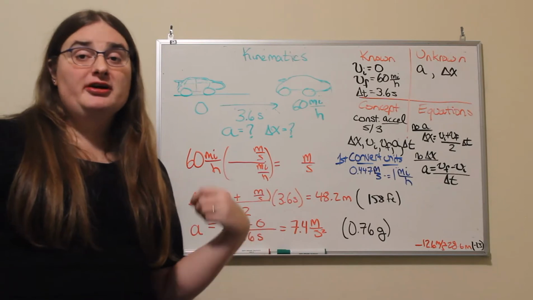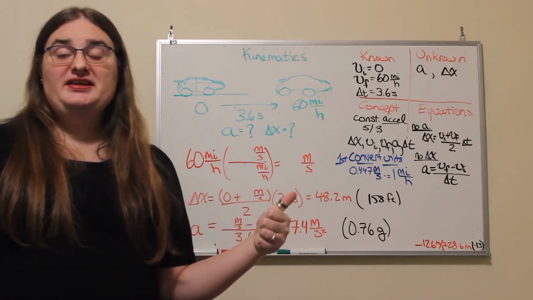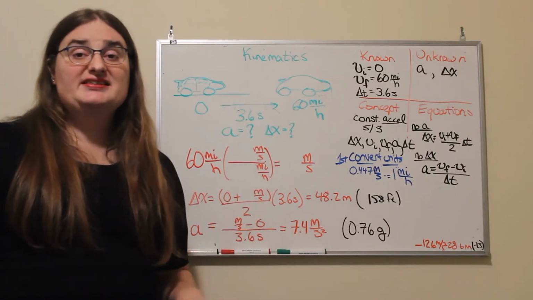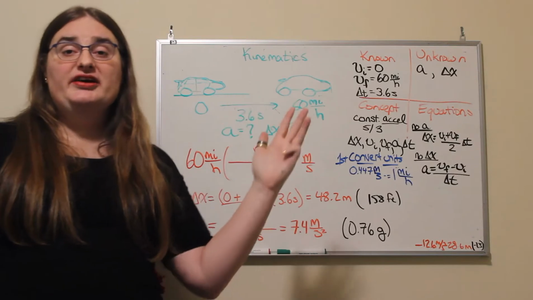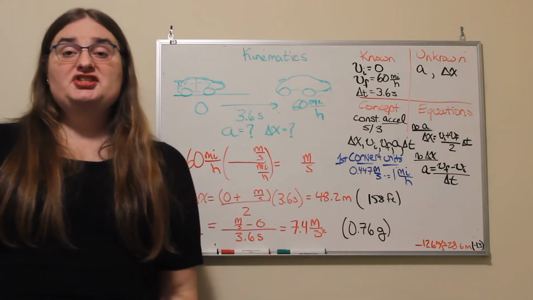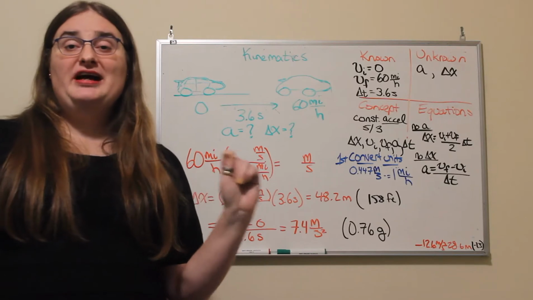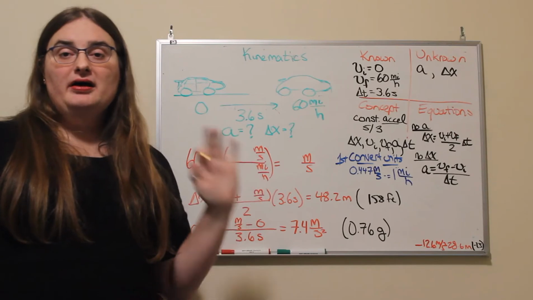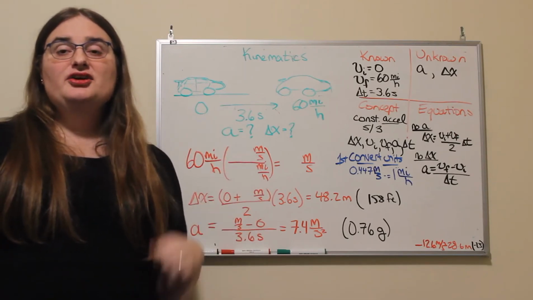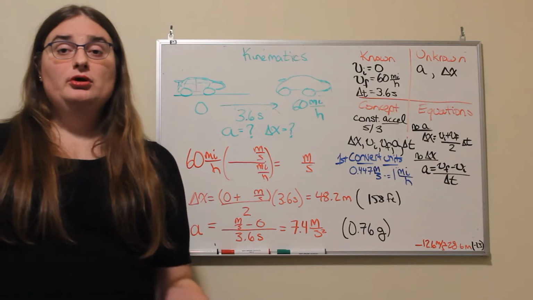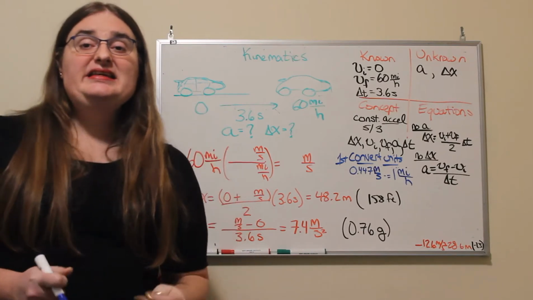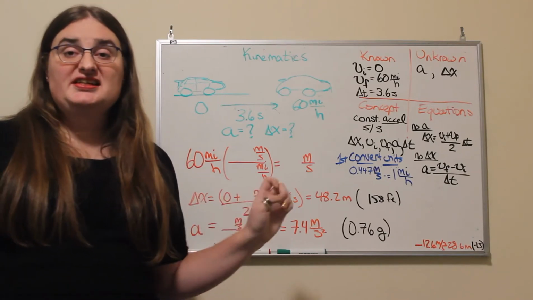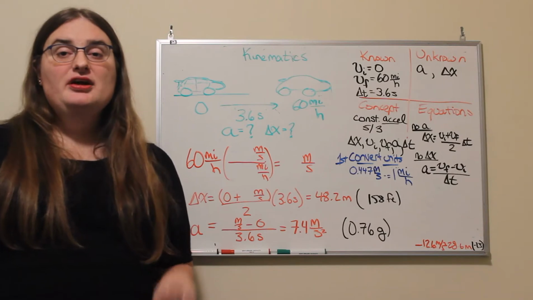5 possible variables that we can deal with: our displacement, delta x, or delta y if we're looking in the vertical direction, our initial velocity, our final velocity, our acceleration, and our change in time. The 3 of 5/3 means that once you identify 3 of those variables, then you can solve for the other 2.